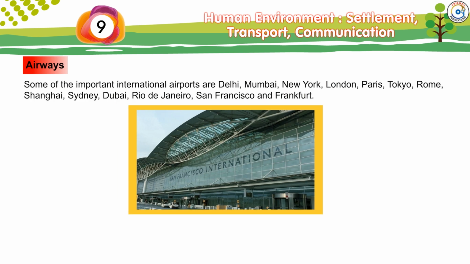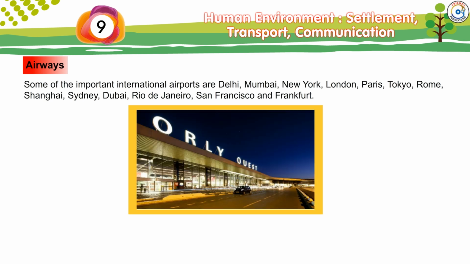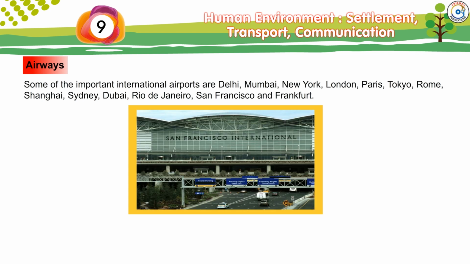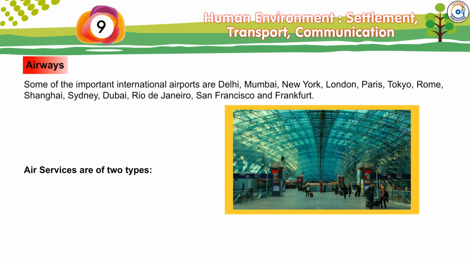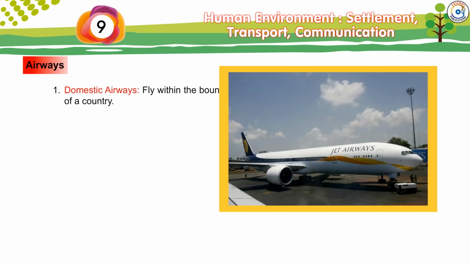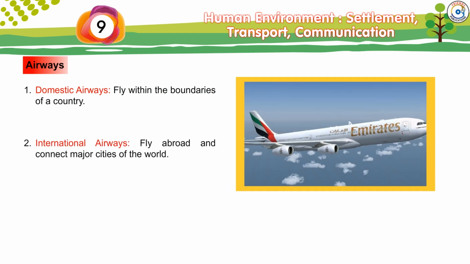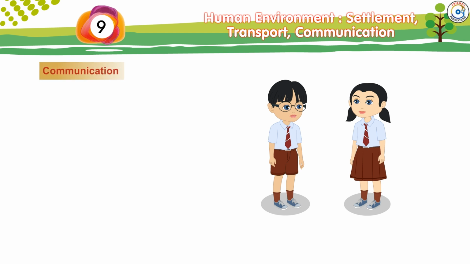Some of the important international airports are Delhi, Mumbai, New York, London, Paris, Tokyo, Rome, Shanghai, Sydney, Dubai, Rio de Janeiro, San Francisco and Frankfurt. Air services are of two types. Domestic airways that fly within the boundaries of a country, and international airways that fly abroad and connect major cities of the world. Perishable and expensive goods are mostly transported through airways.